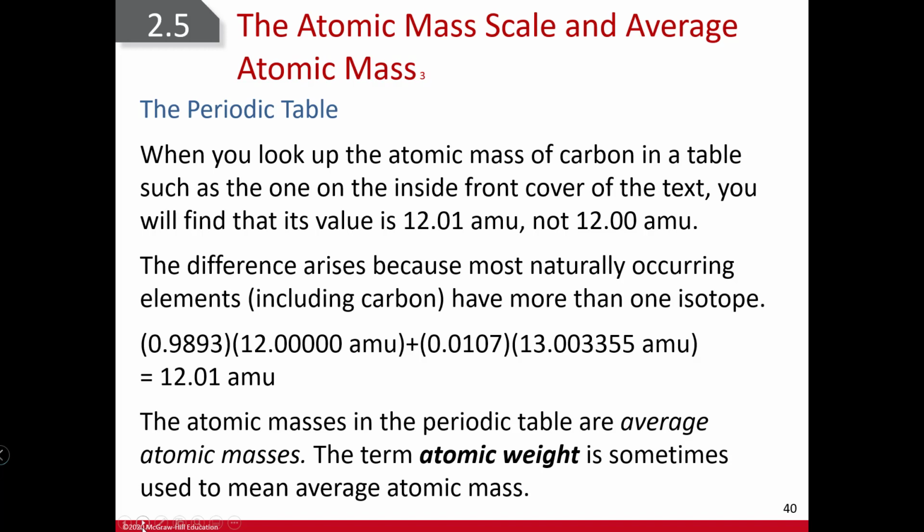All right? So that leads to the question: when I look on the periodic table at carbon, the atomic mass for carbon is not 12. It's 12.011. What does that tell you? Well, that tells you there's more than one isotope of carbon. There's carbon-12, and then there must be a carbon that's heavier than carbon-12. That's why this is 0.011. Well, it turns out there's another form of carbon called carbon-14.